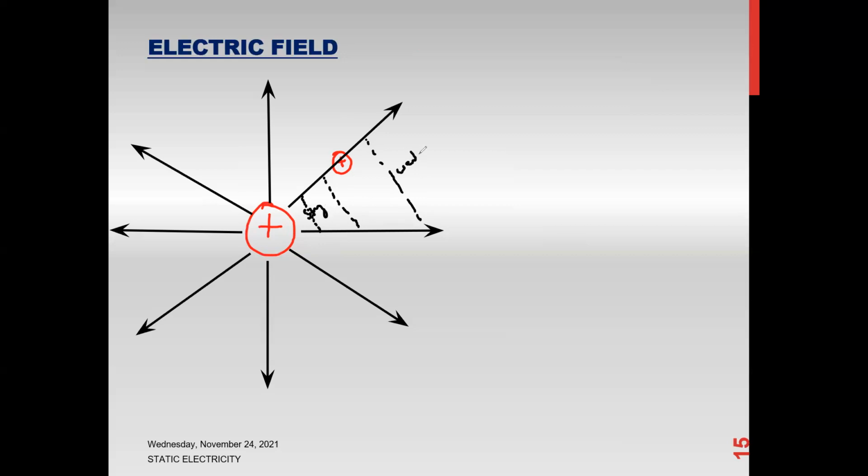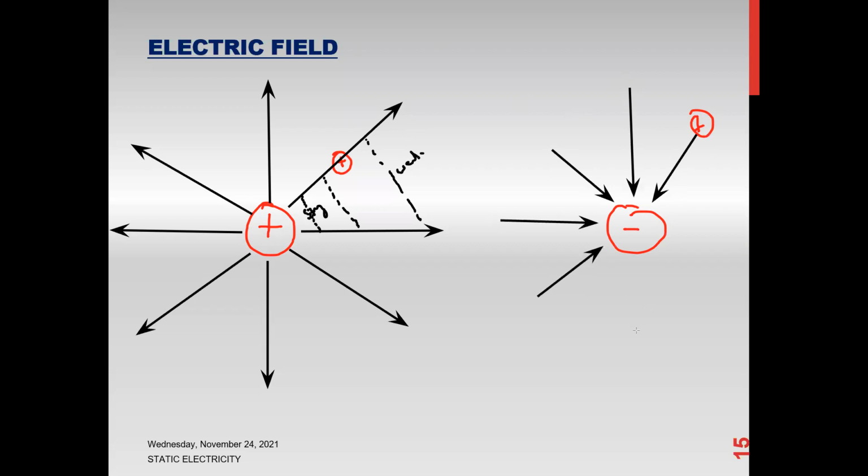Whereas this point it is a weak electric field. And the direction of the electric field is always the direction in which a positive charge experiences the force. So if we have a negative charge and we bring a small positive charge closer, what happens? This positive charge is attracted. So as this positive charge is attracted, what is the direction of the electric field? The direction of the electric field is into the charge.